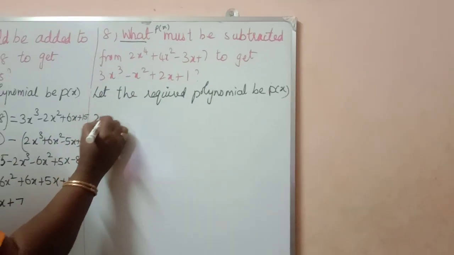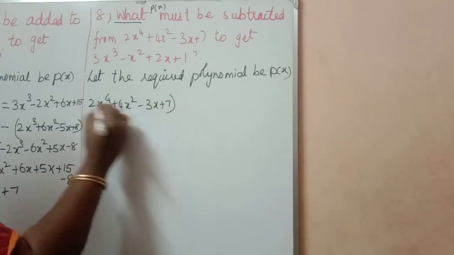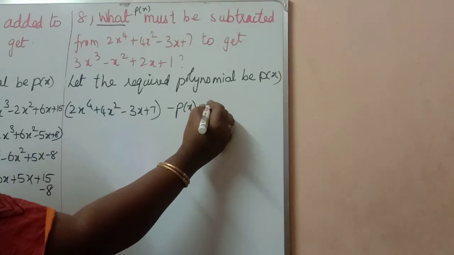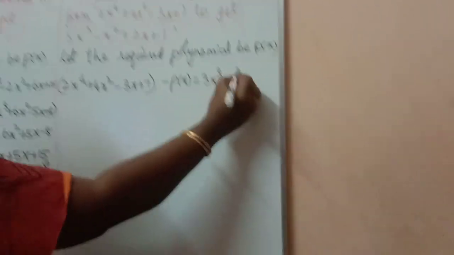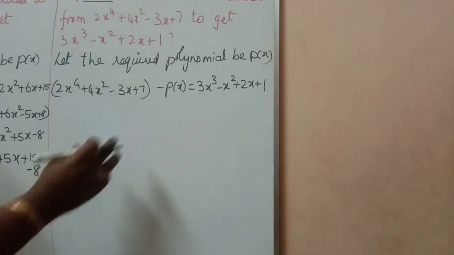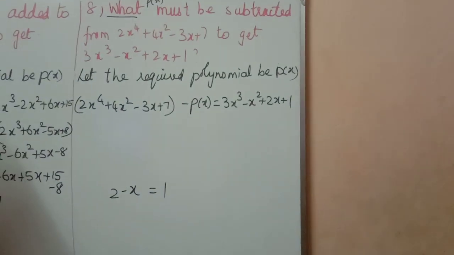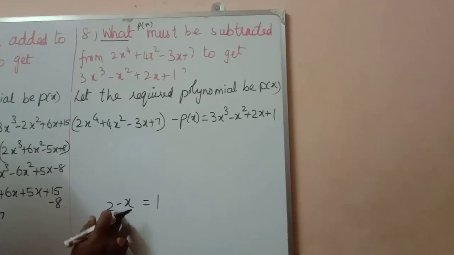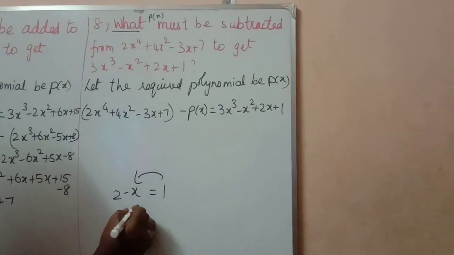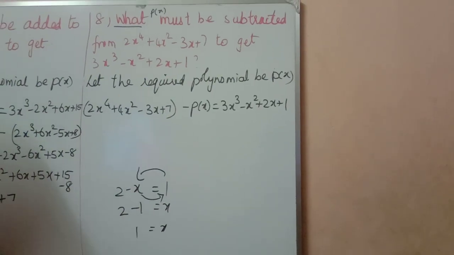So 2x power 4 plus 4x square minus 3x plus 7. From this we are subtracting p of x to get 3x cube minus x square plus 2x plus 1. Okay. Now minus p of x is there. For example, 2 minus x equal to 1. Instead of bringing the constant here, we can bring x here because minus x. So this 1 will come here as minus 1, and this x will go there as plus x. So x equal to 1. We can write like this.